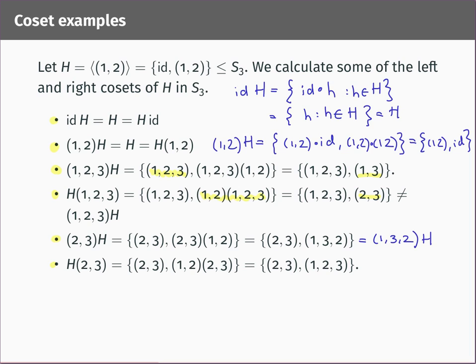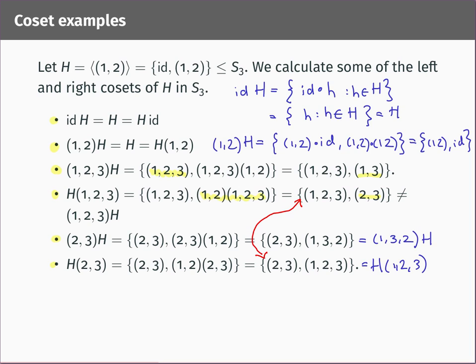And that is the same as the right coset of H by (1 2 3). Okay, so just look at this. That was the right coset of H by (1 2 3), which consisted of (1 2 3) and (2 3). And you can see it's exactly the same as what we've got here.